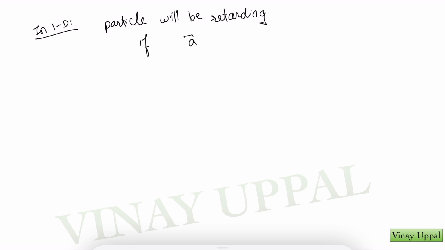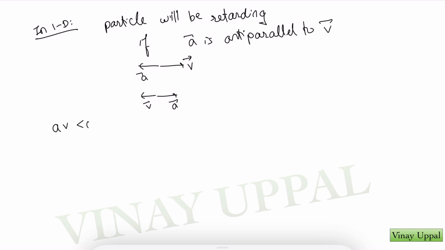Alright, so in one dimension, the particle will be retarding if acceleration is opposite to the velocity vector. So if acceleration is anti-parallel to the velocity vector. So velocity vector is in the right direction and acceleration is in the left direction, or the velocity is in the left direction and acceleration is in the right direction. So in both these cases, the particle will be retarding. Alright, so for us, basically that will mean that a times v is negative.